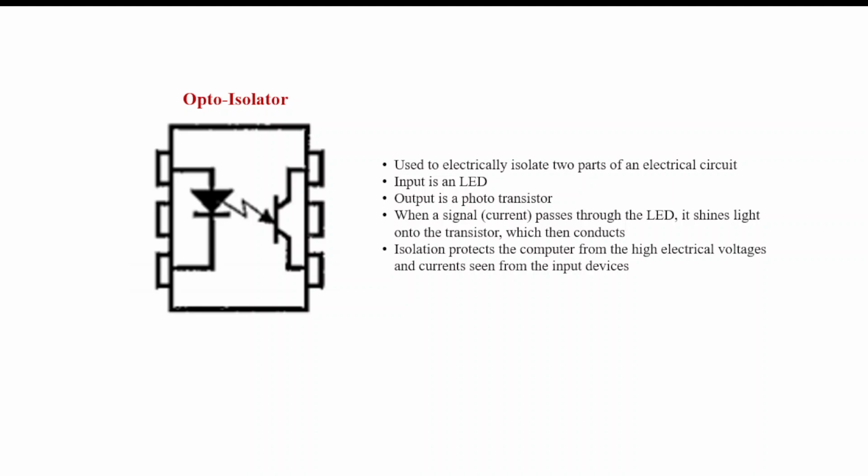An opto-isolator is used to electrically isolate two parts of an electric circuit. The input supplies an LED. The output is a phototransistor. When a signal or current passes through the LED, it shines light onto the phototransistor, which then conducts. Isolation protects the computer from the high voltages and currents seen from the input devices.